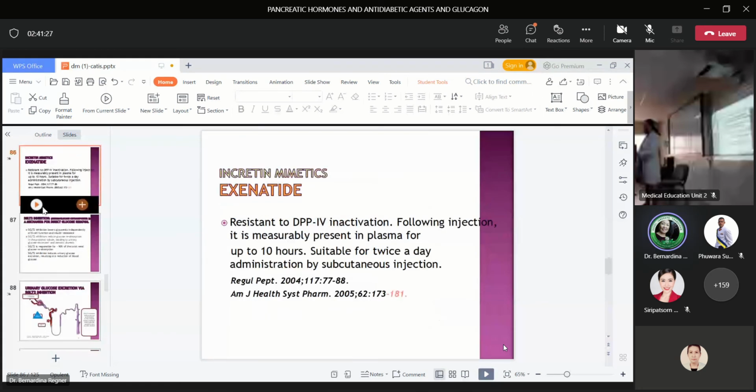Okay, so let's go to an incretin mimetic. That means it will more or less copy or act just like your amylin analog, pramlintide. You have an analog of incretin, exenatide. This is resistant to DPP4 inactivation. Following injection, it is present in plasma for up to 10 hours, suitable for twice-a-day subcutaneous injection. But the problem with exenatide is the cost, plus the burden of injection. So I just want you to know that you have an incretin mimetic preparation, exenatide.